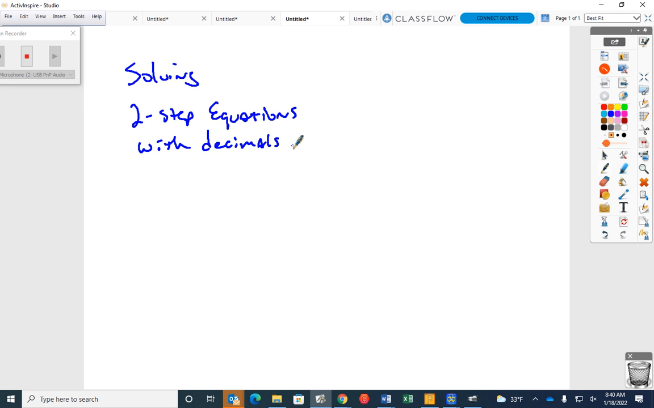Okay, the difference is these are going to have what? Decimals. Okay? So, here's what I'm going to do. We're going to do some examples first. If I look at this problem, let's look at this first problem. Does everybody have this copied down?